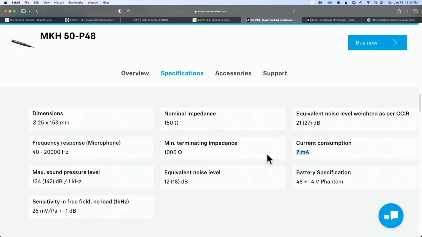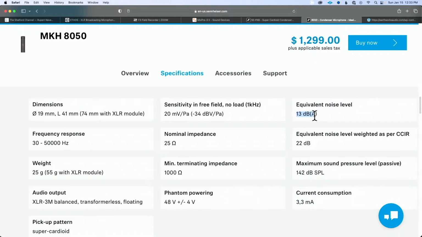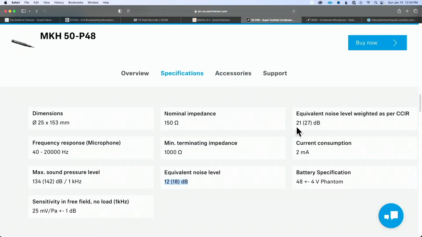That being said, they sound very, very similar, and I think that what Sennheiser did is a lot of engineering to get these sounding similar to each other. Here's the equivalent noise for the 50. I don't know if that's A-weighted. They're not very clear on that. Here's the CCIR spec for noise, but I think this is probably A-weighted. If I had to guess, let's see if they're the same. The 8050, they're saying, is 13 dB A-weighted. Equivalent noise level as per CCIR is 22 on the 8050 and 21 on the 50. So they're very, very close in terms of their self-noise specification.